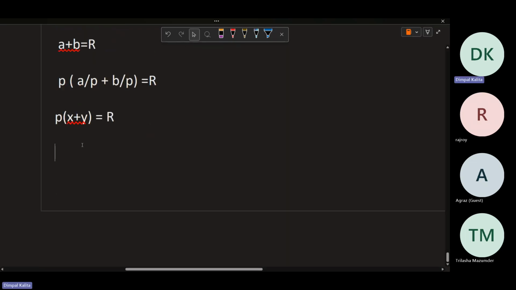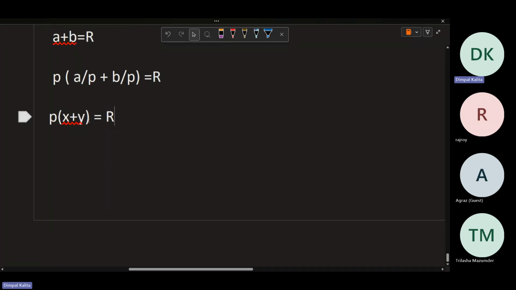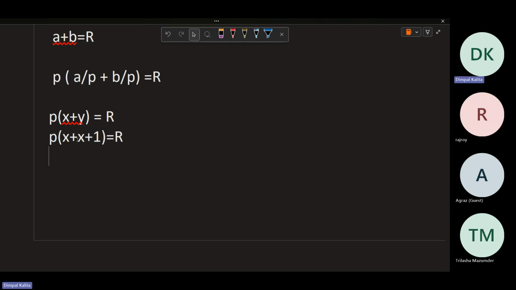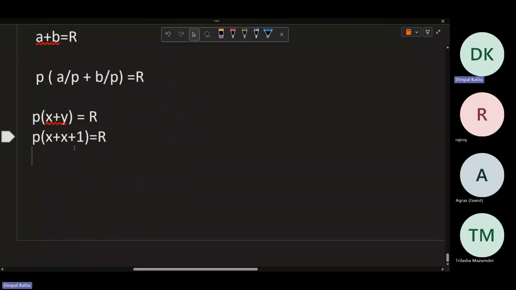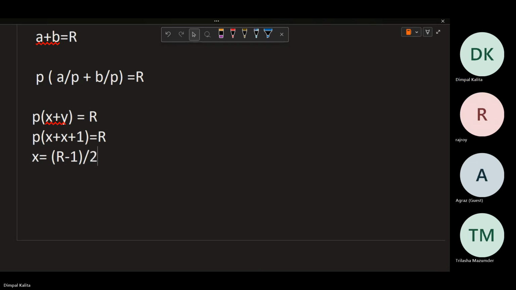Now, for the answer, X and Y should not be very much distant apart. So I've considered P equal to P into X plus Y, with Y equal to X plus 1. If I consider X plus 1 equal to R, then the question again boils down to X equal to R minus 1 divided by 2, into P.